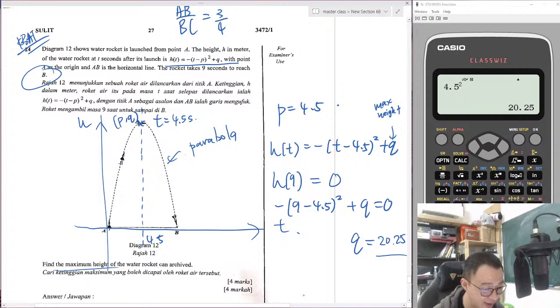Are they using the meter here? Yeah, they're using the meter here. A little bit tricky here. Okay, so first is how to get the 4.5, because in total they actually take 9 seconds. Because this shape is so perfect, they call it parabola shape. So therefore, the maximum height will happen at half of the time, which is 4.5 seconds.